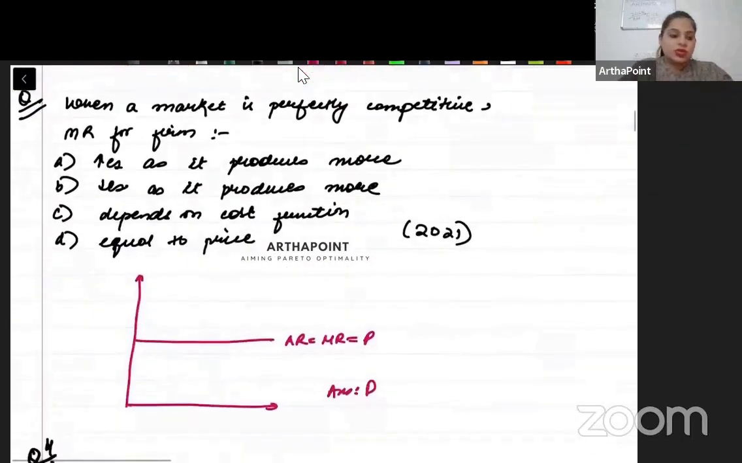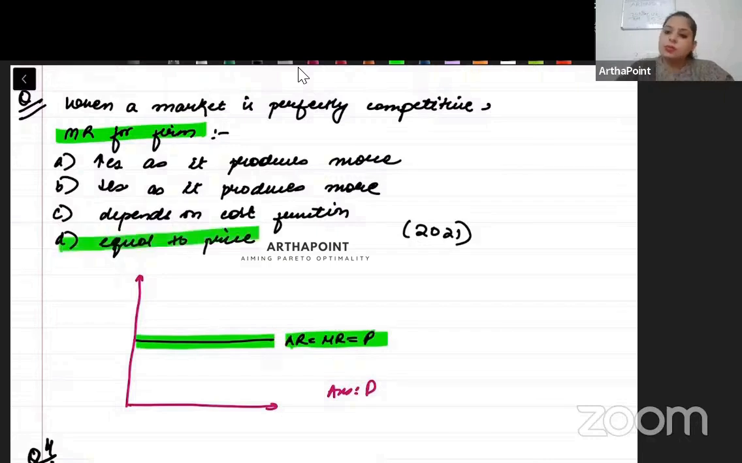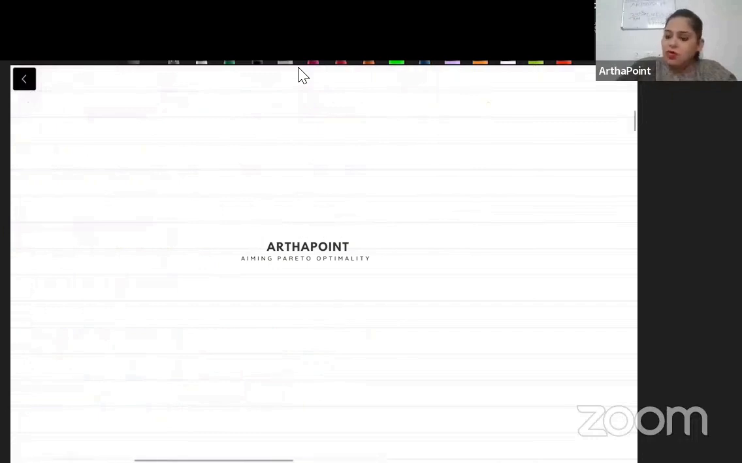Let us go to the next question. When a firm is perfectly competitive, marginal revenue for the firm is, we know that for a perfectly competitive firm, P is equal to AR is equal to MR. So MR is equal to price. But let's not stop here. Let us think about our MR curve. What is MR?